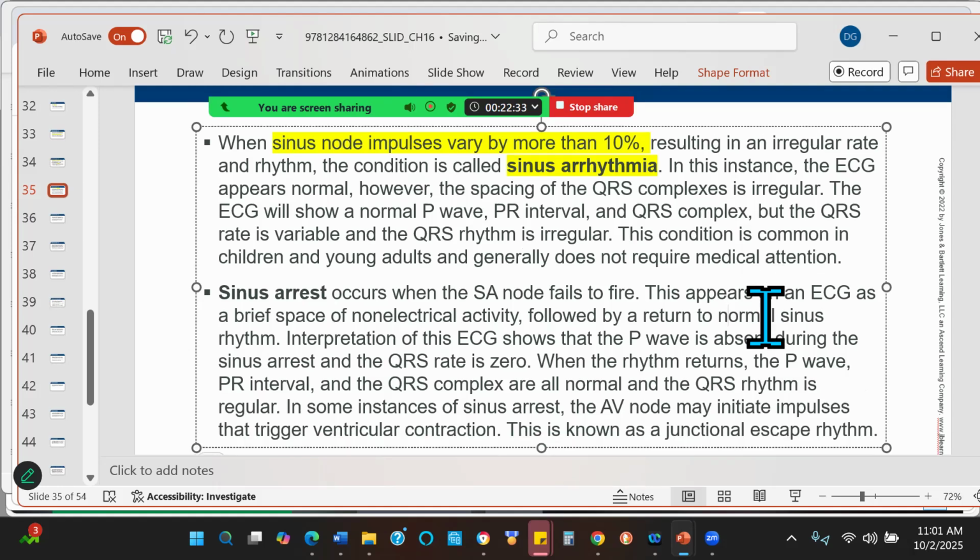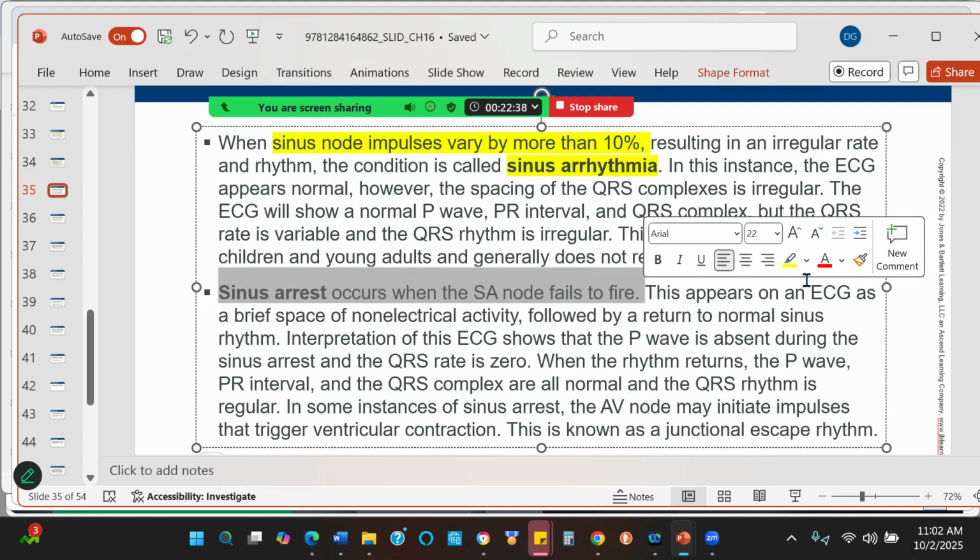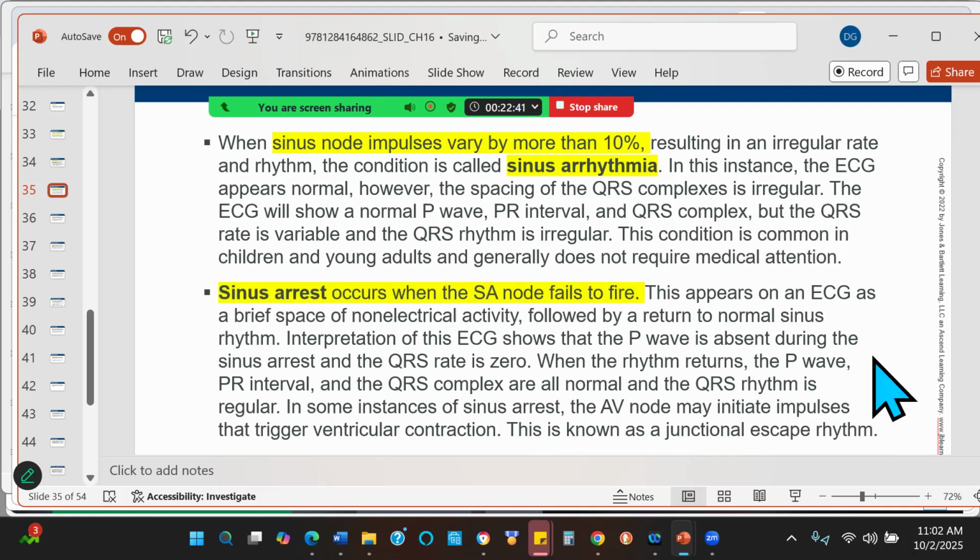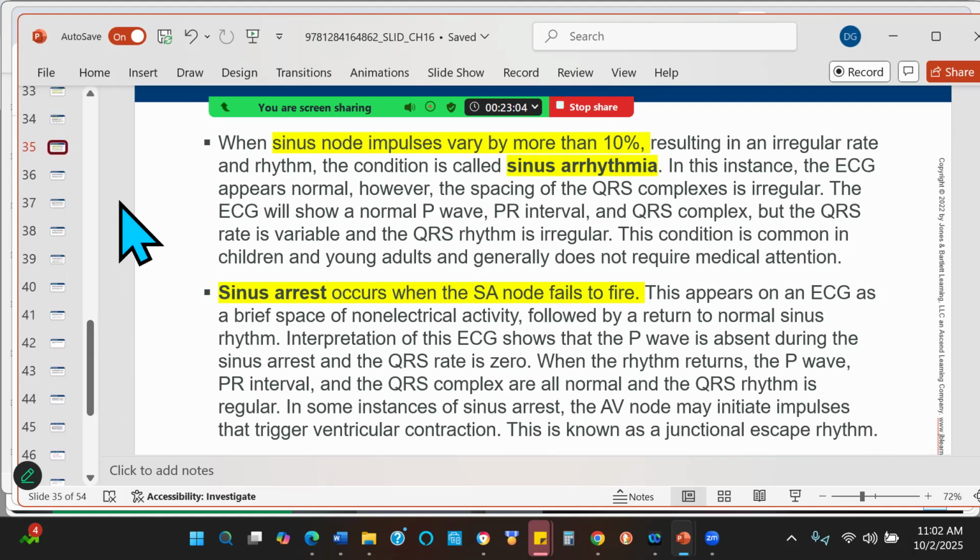But here's something that can really lead to a bad thing. When the SA node fails to fire, it just kind of takes a few beats off. Hope you'll be okay. Well, that's not good at all, because then the heart rate is slowed down to zero during that time. Not good. The sinus arrest will lead to an investigation to find out why, and it may lead to the patient having a pacemaker. If the SA node is not going to be consistently reliable, the patient's probably going to get a pacemaker.